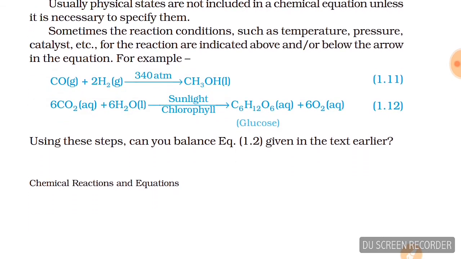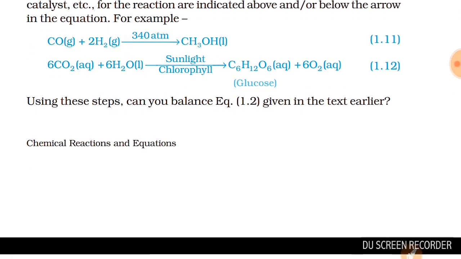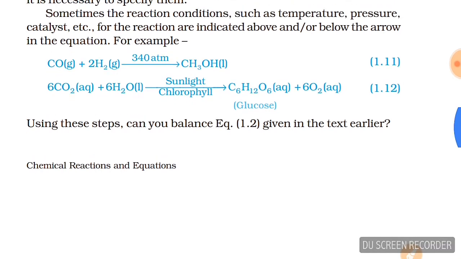Sometimes the reaction conditions such as temperature, pressure, catalyst. Catalysts are basically the agents which are increasing the speed of the reaction. So we can write the catalyst also. Suppose in this reaction where glucose is formed, carbon dioxide plus water in the presence of sunlight and chlorophyll gives glucose. These are the sunlight and chlorophyll.